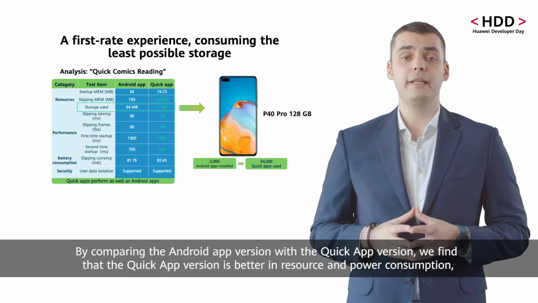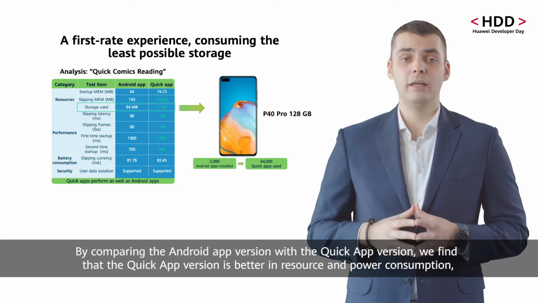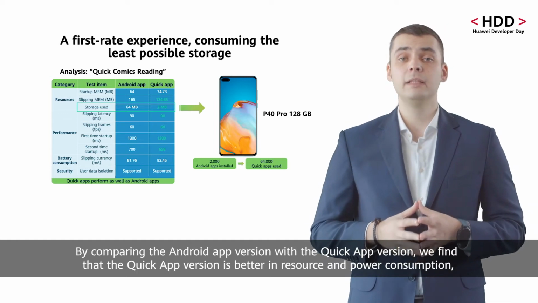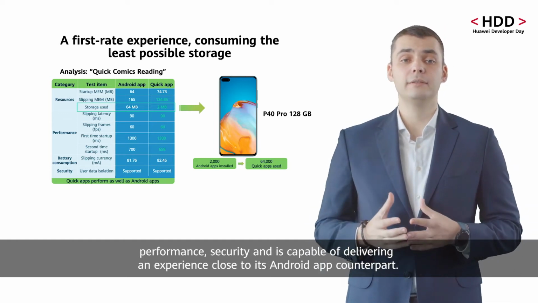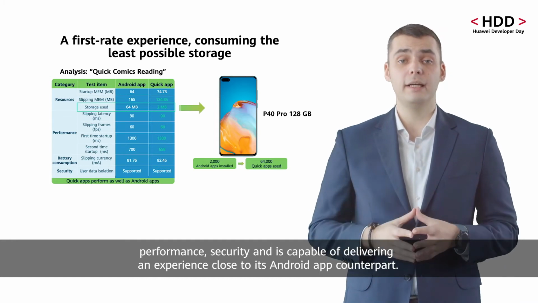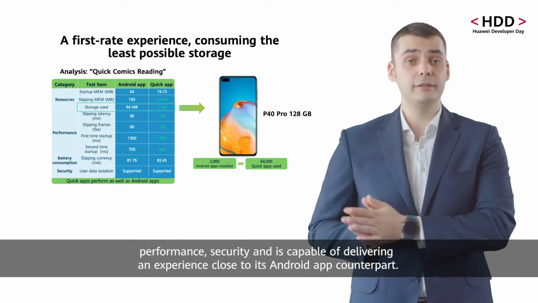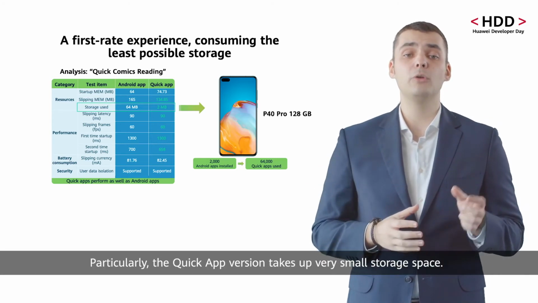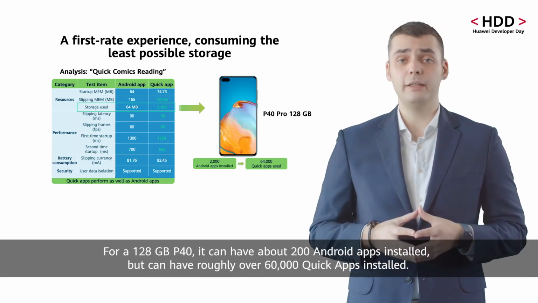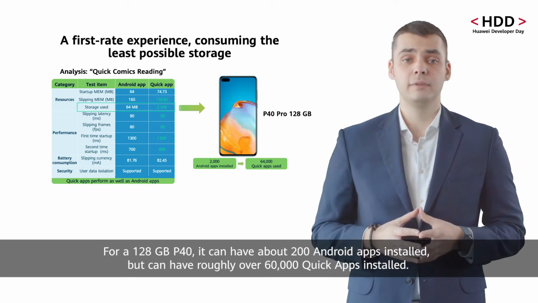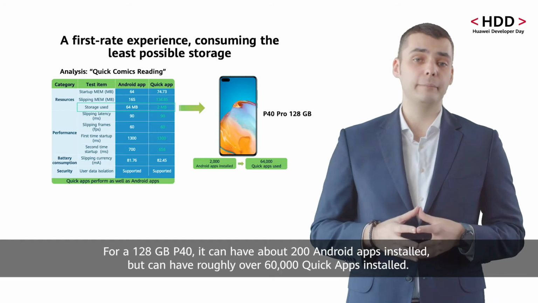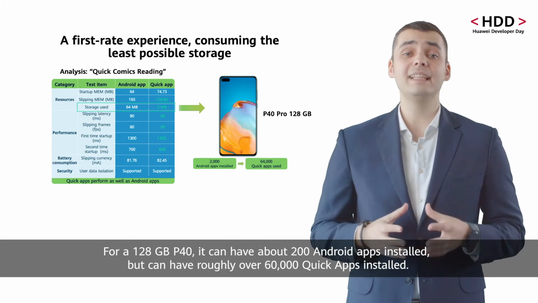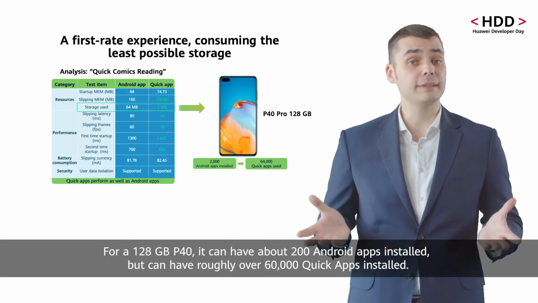By comparing the Android app with the Quick App version, we can find that the Quick App version is better in resource and power consumption, performance, security, and capable of delivering an experience close to its Android app counterpart. Particularly, the Quick App versions take up a very small storage space. If you're having a 128 GB P40, you can have roughly 200 Android apps installed, and you can have roughly 60,000 quick apps.